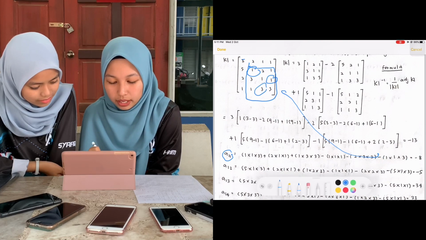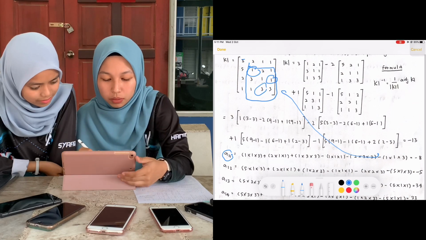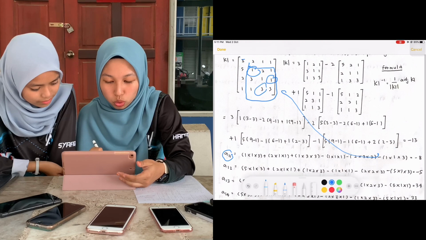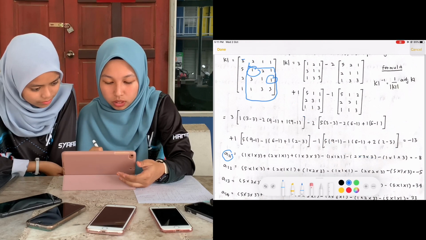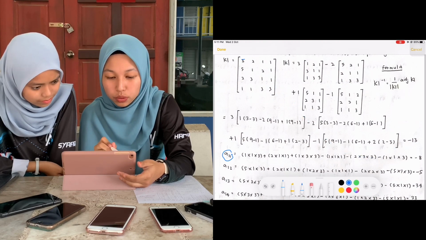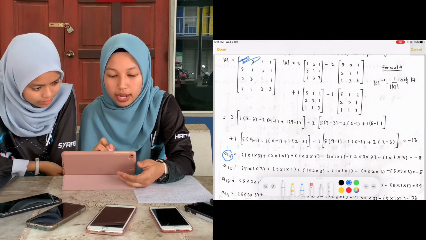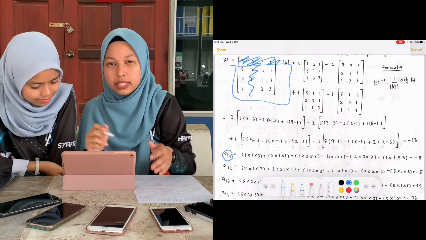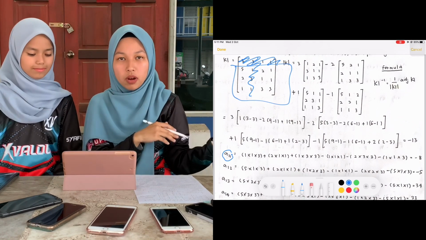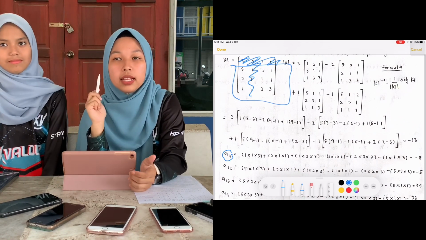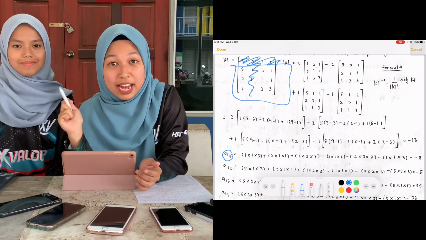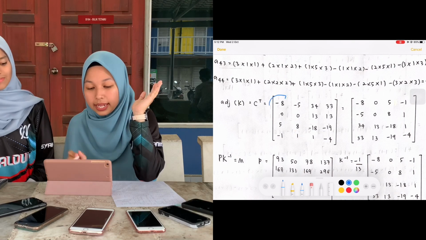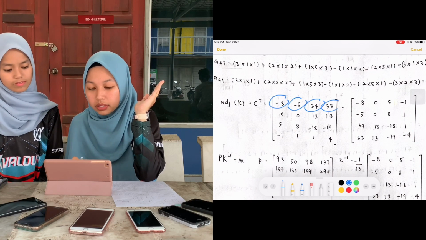The same steps we did for the second, A12. When we say A12, we need to cover the first row and the second column, and we just get the 3 by 3 matrices and do the same thing as we did before until we proceed to A44. Okay, we get a cofactor which is negative 8, negative 5, 34, 33.